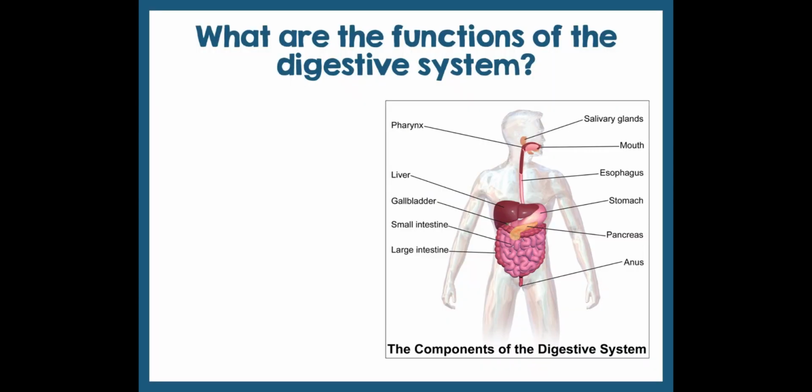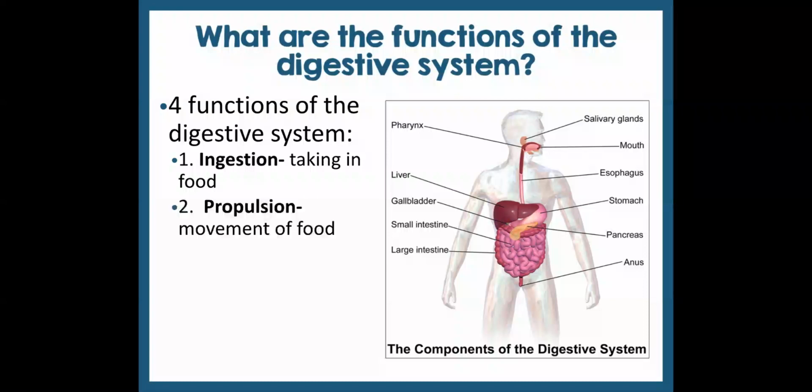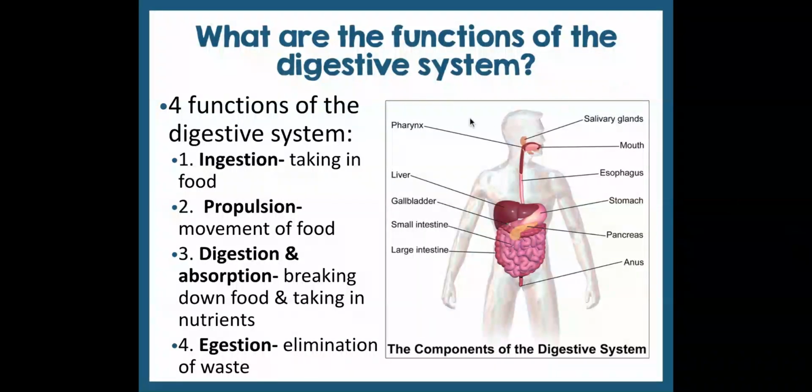Okay, so what are the functions of the digestive system? There are basically four functions. First is ingestion. This is taking in food. Second is propulsion. This is the movement of food. Third is digestion and absorption. This is where the food is broken down and the nutrients are taken in. And then fourth is egestion, which is the elimination of waste. And on the right here are some of the major organs that are part of the digestive system.